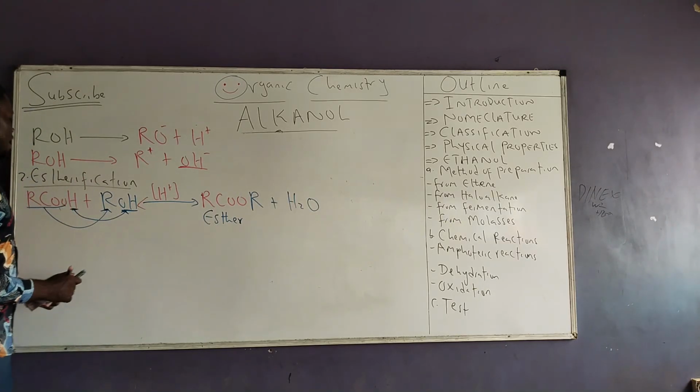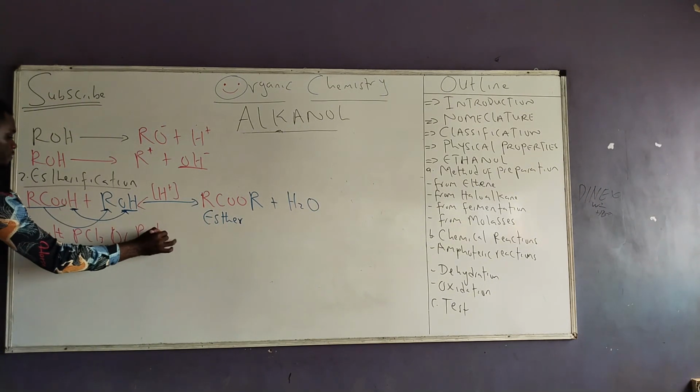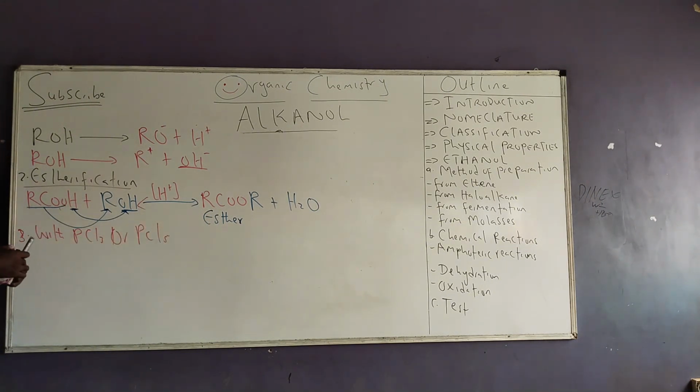Now, we can also have another reaction that will be acidic or basic, depending on the reaction. We can have the reaction with, let's say, PCl3 or PCl5. So if ethanol is to react with PCl3 or PCl5, what becomes the product? Very simple. This is C2H5OH, or rather, let's use the general formula as an example.